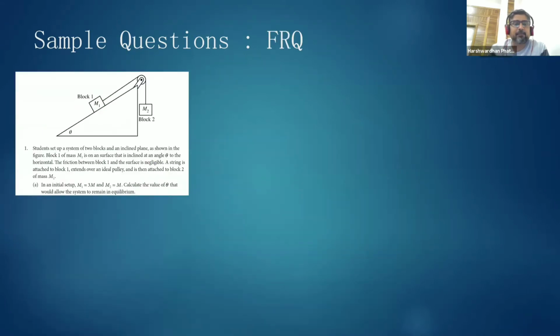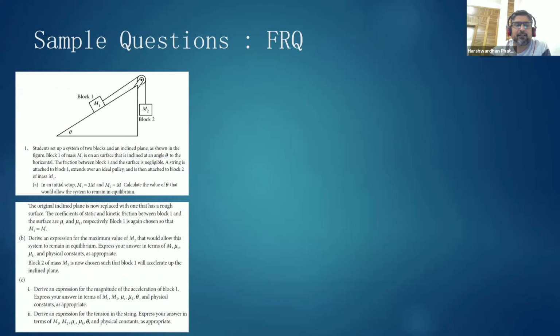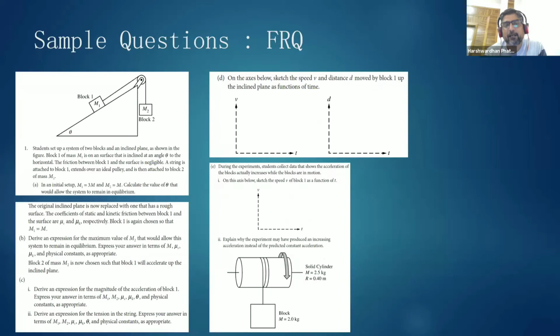Now, these are some FRQ questions, as you can see. Usually these questions would be very long, in the sense that it would be one question, but there would be multiple parts of the same question. So it would be like 1A, 1B, 1C, 1D, 1E, 1F, 1G. There could be 7 or 8 questions within one question. That is why you get 15 points for each of these questions.